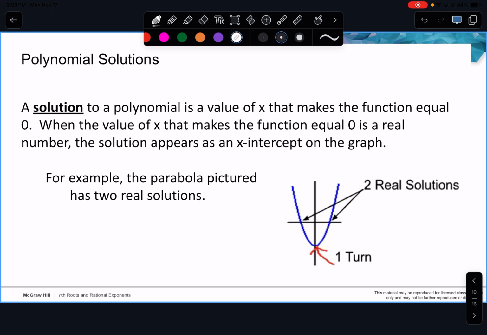Okay, so this is the next part of your notes. So in this example up here, if you want to sketch this, there are two solutions on this graph, one right here and one right here.